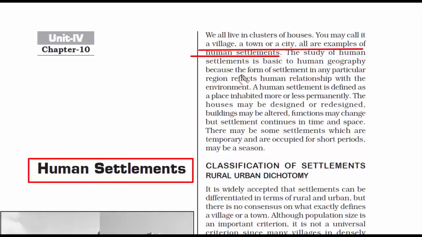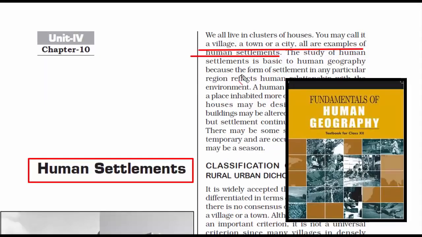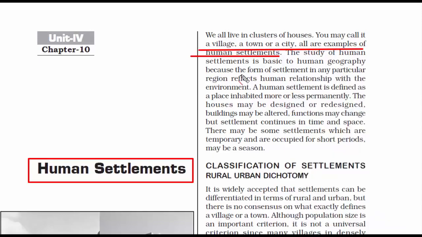So this chapter also brings out the essence of this entire book. As you can see, this book is named Fundamentals of Human Geography. Therefore, a chapter about human settlements is a mandatory topic. The study of human settlements is basic to human geography because the form of settlement in any particular region reflects human relationship with the environment.